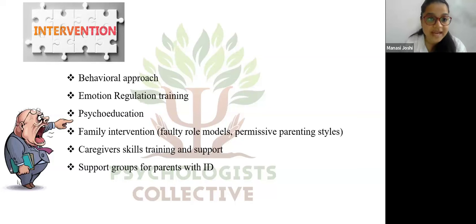Support groups for parents of children with ID have worked excellently in our settings, and in hospitals we do a lot of support groups. Support groups work excellently in helping parents realize that you are not the only one. Other parents also have similar complaints, and they share how they have dealt with them. So it's learning through exchange of information and experiences. Also, I've seen that it's extremely cathartic for parents when they talk about their problems in a group where other parents understand and go through the same.